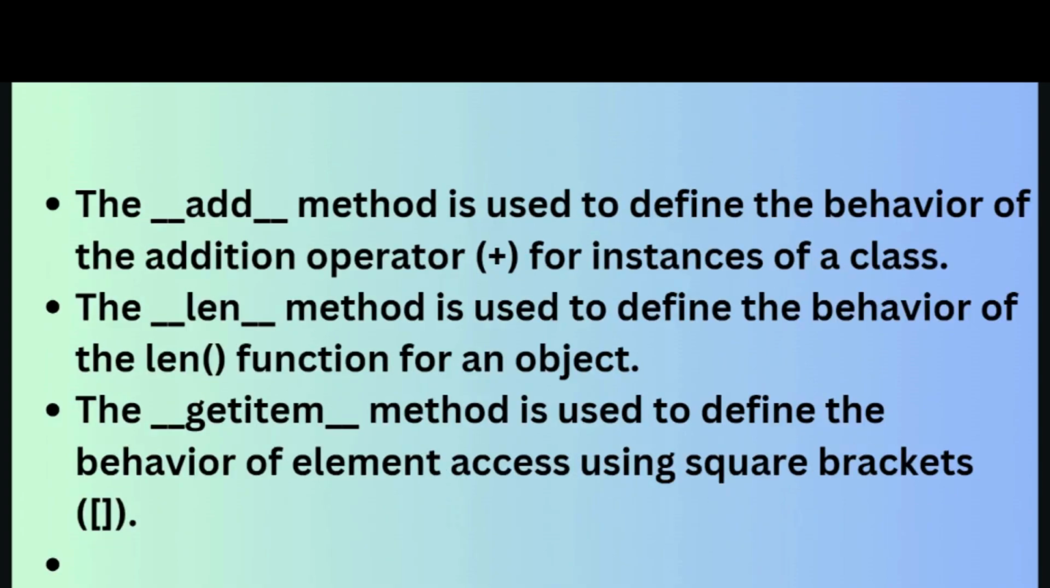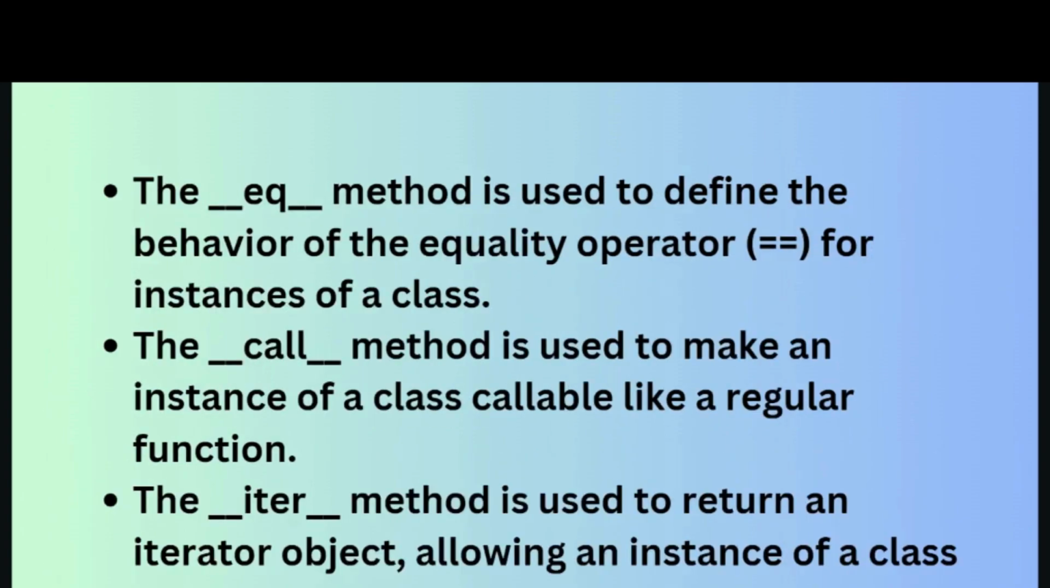And the next is the arithmetic magic method __add__. The __add__ method is used to define the behavior of the addition operator for instances of a class. The __len__ method is used to define the behavior of the len function for an object. The __getitem__ method is used to define the behavior of element access using square brackets. And the next is __eq__, the double equal, like we use in statements. This method is used to define the behavior of the equality operator for instances of a class. And the __call__ method is used to make an instance of a class callable like a regular function.